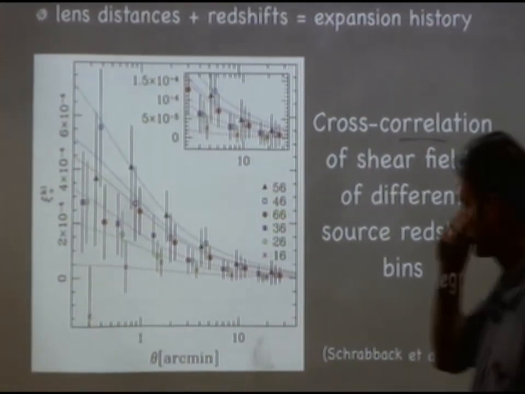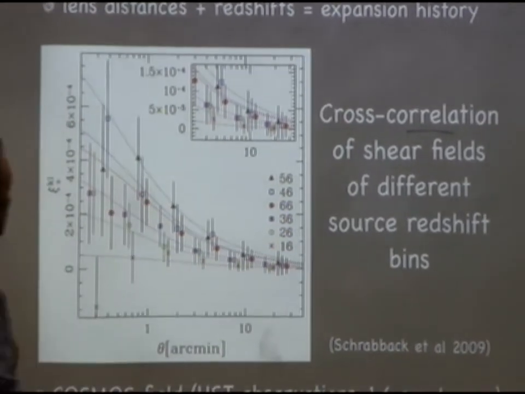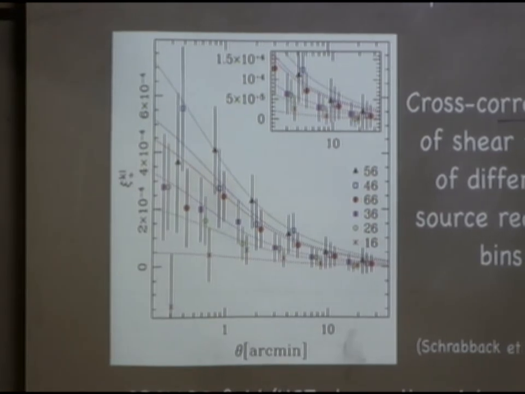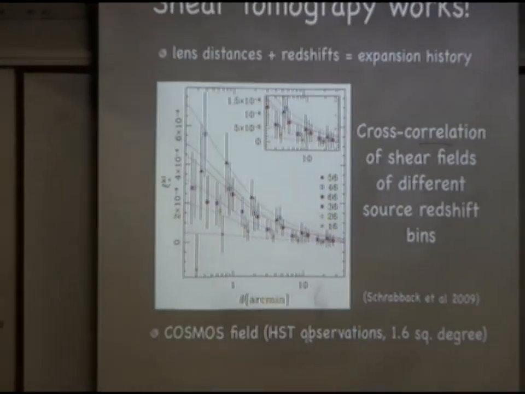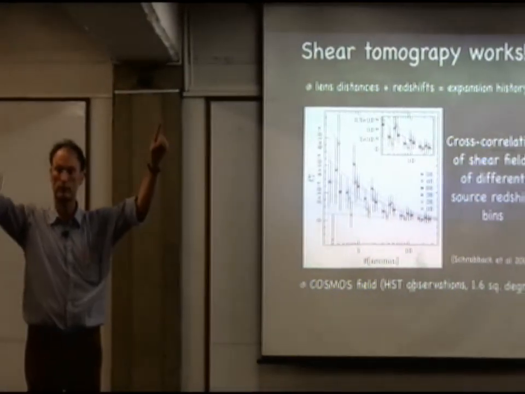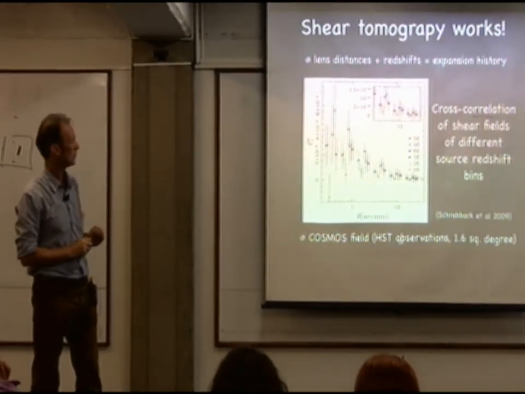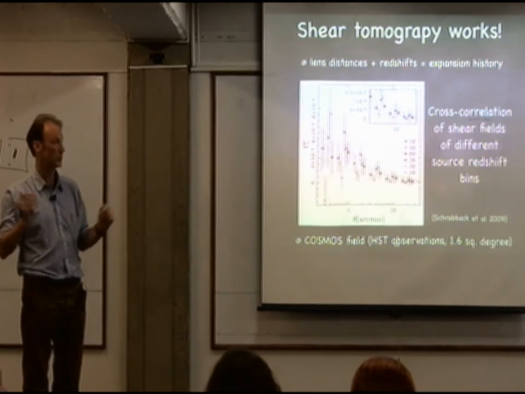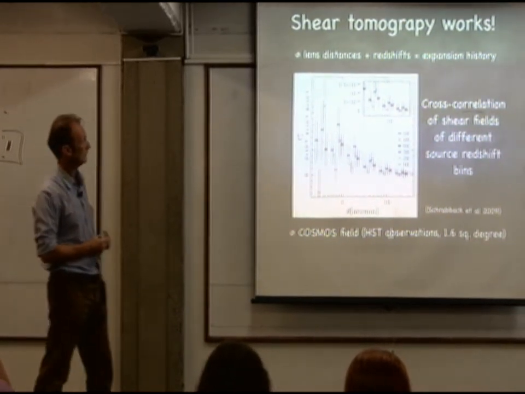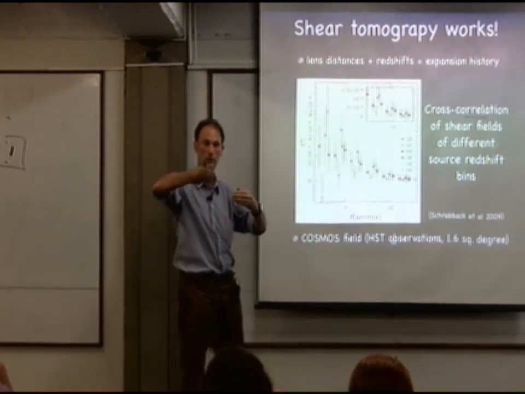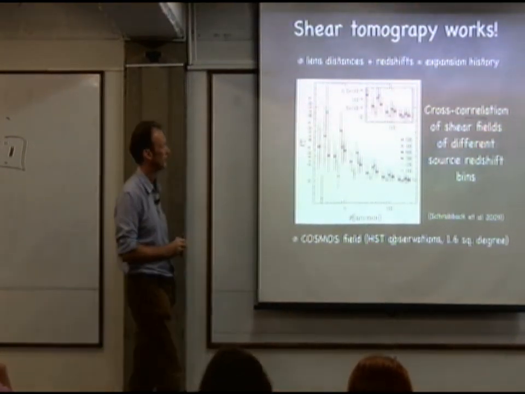So this is an application of this that a postdoc of mine did on fantastic imaging from the COSMOS project. COSMOS was a space telescope project that measured a very large part of the sky, 1.5 square degrees, with this phenomenally sharp imaging that Hubble can do. It's one of the largest projects that Space Telescope has done. And it's also very deep, which means you see galaxies to very large redshifts, which means you have a lot of redshift bins with which you can do the tomography.